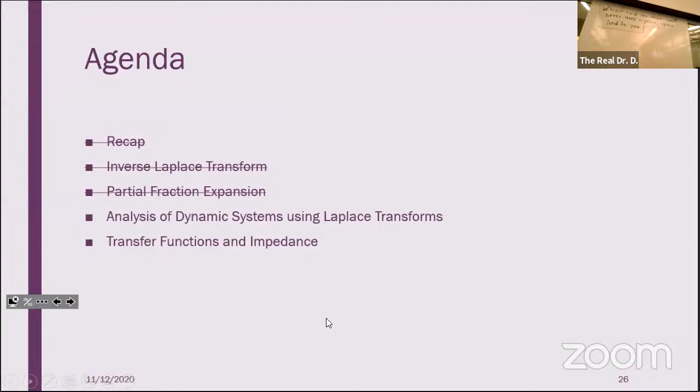That's all well and good. But how do we actually, and this will probably be the last thing we do today, how do we actually use this to analyze a dynamic system? Because so far, we can do the Laplace transform, I can do some stuff to it and I can invert it, but how do we use this to our advantage?